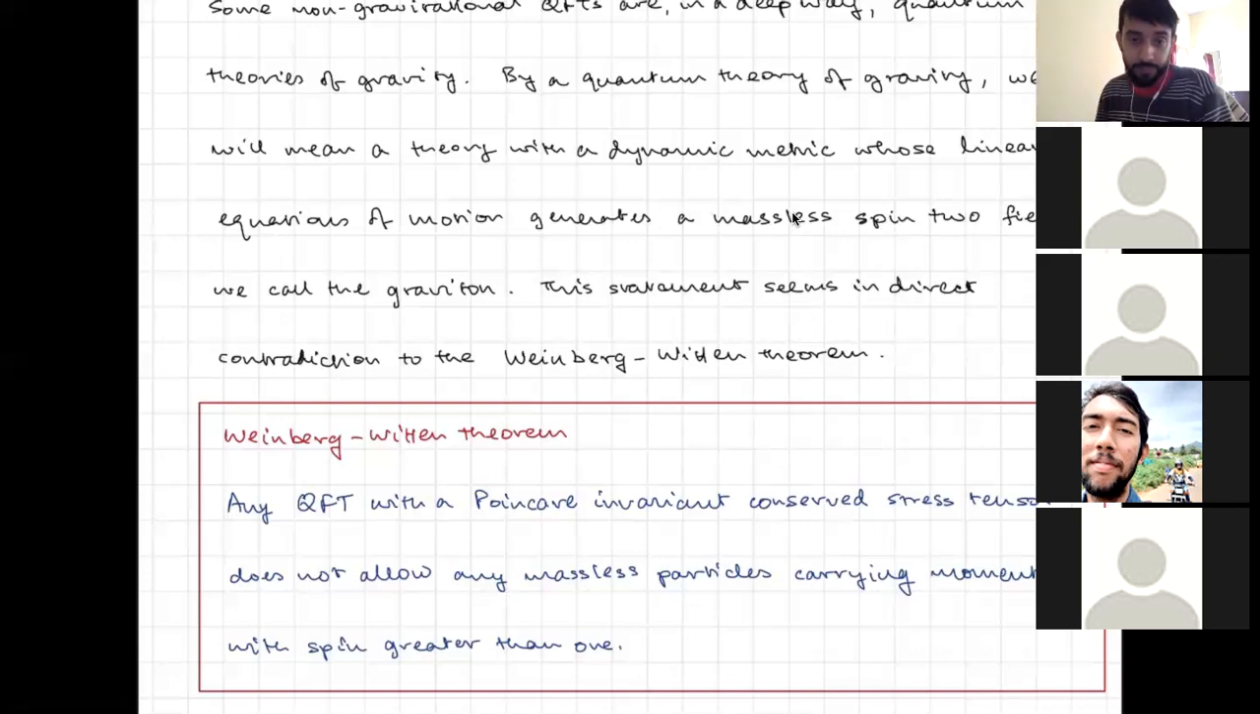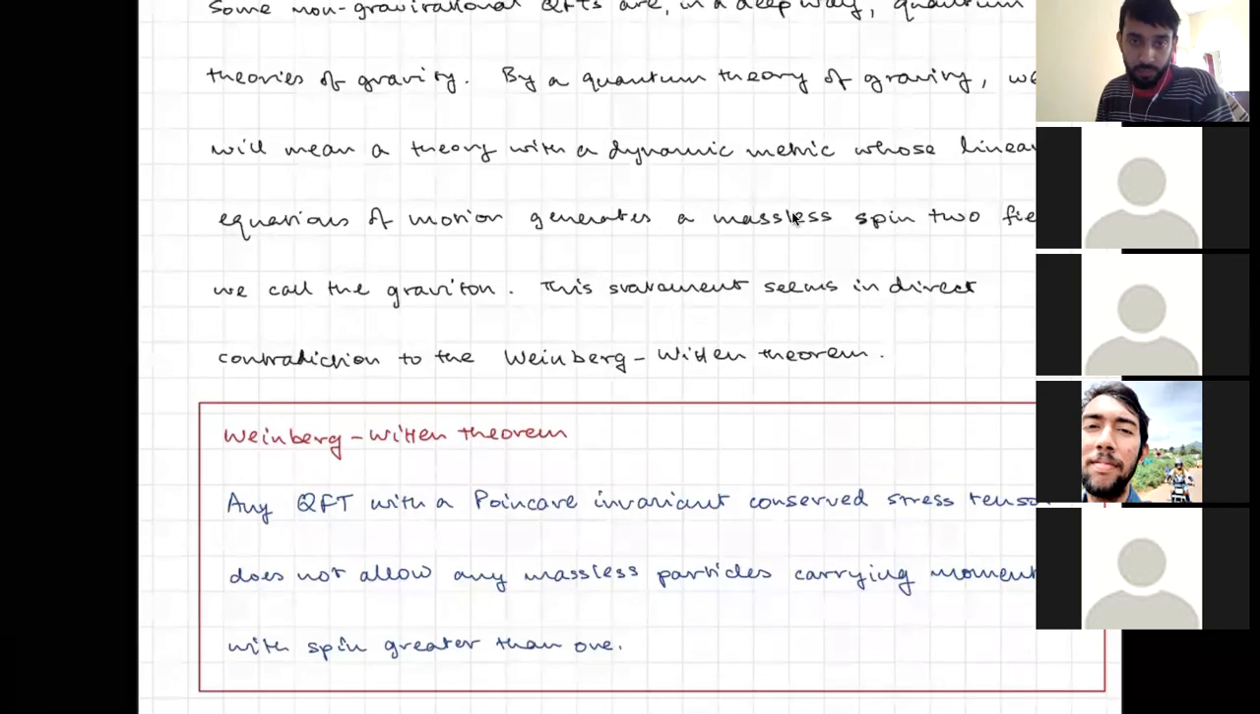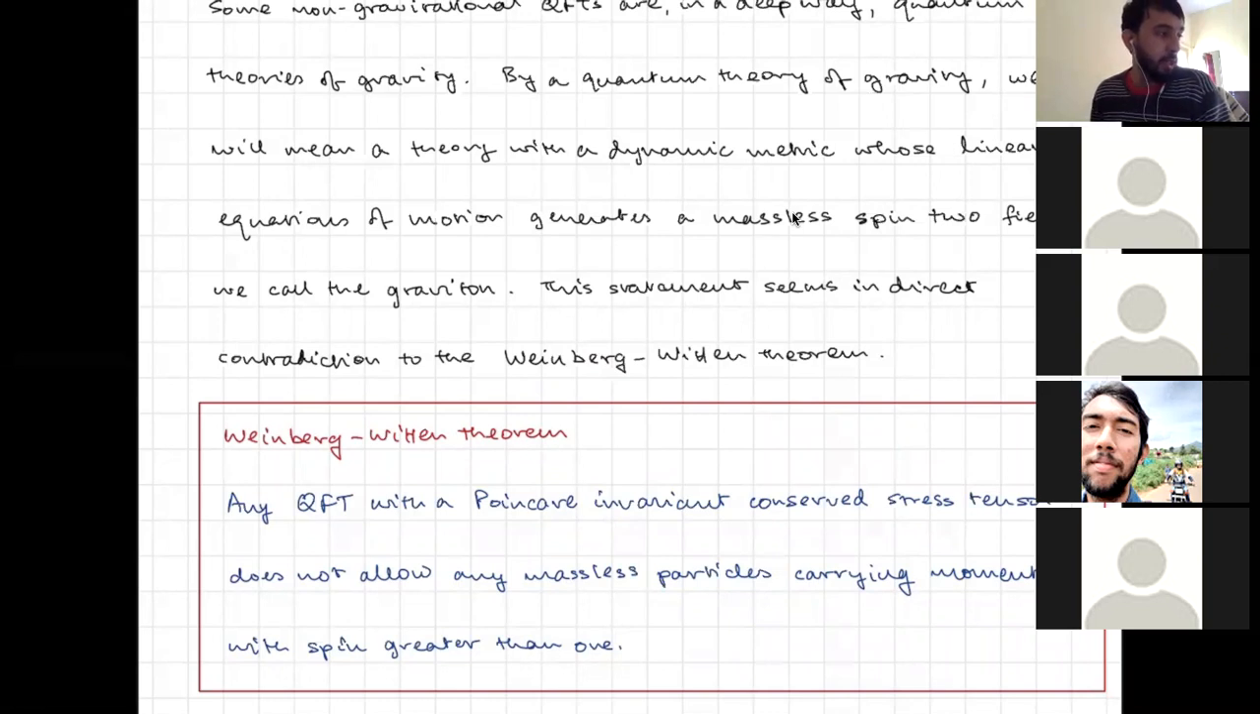Can I just interject? Sure, please. Can you just explain why the graviton has to be spin-2? Where does this come from? So, why does the graviton have to be spin-2?